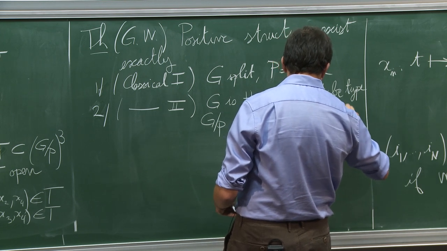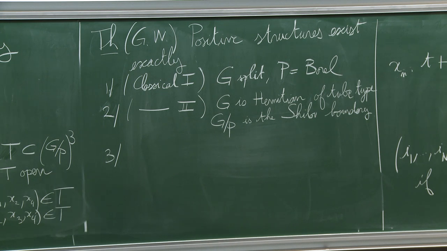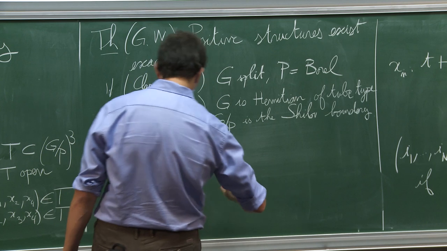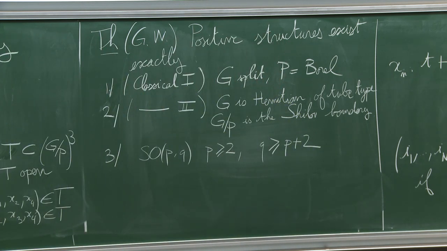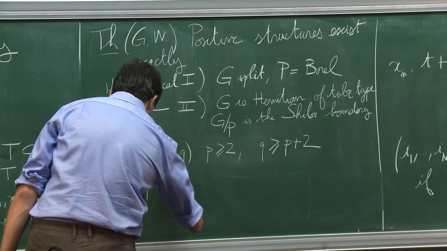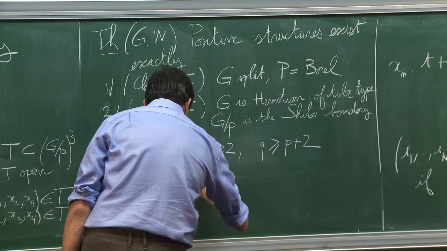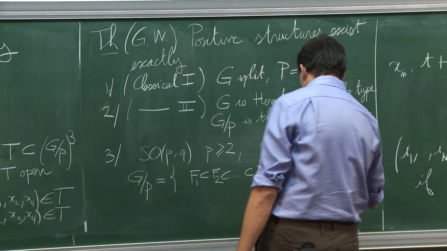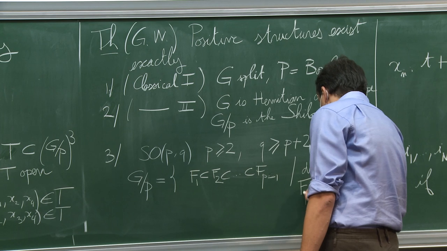Okay, and there is one other family and a few exceptional groups. So the other family is SO(P,Q), where P is bigger or equal to 2, and Q is bigger than P plus 2. And now G mod P is the set of complete but one flag in SO(P,Q). So it's the set of flags F1 included in F2, etc., up to F(P-1), where the dimension of Fi is equal to i, and F(P-1) is isotropic.